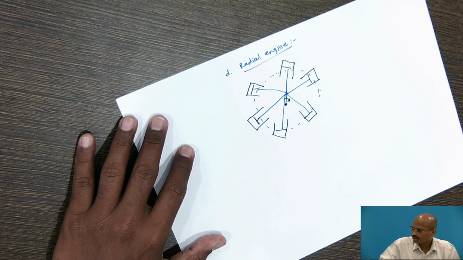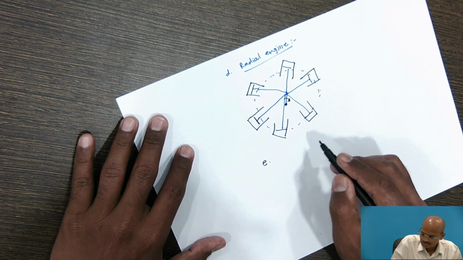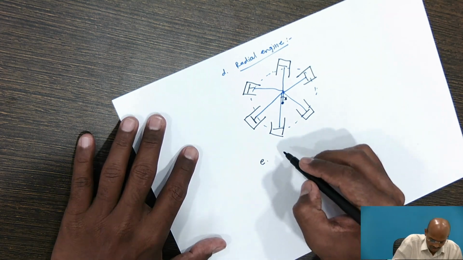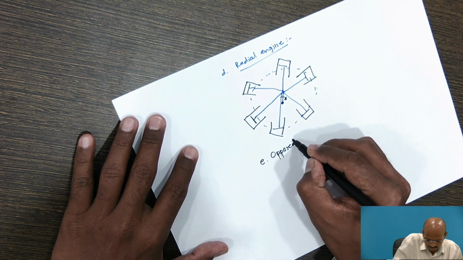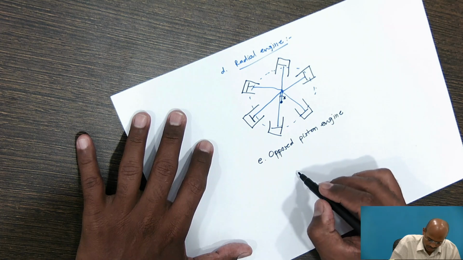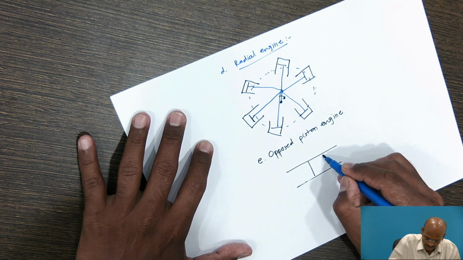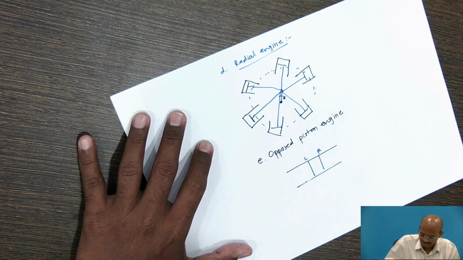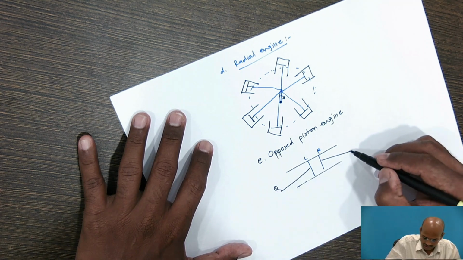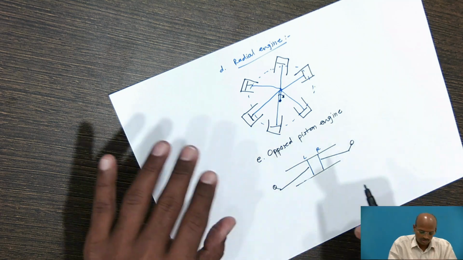Then the next type of engine is the opposed piston engine. Here the pistons are kept facing each other. This is the left hand side piston, this is the right hand side piston, and they will have their own connecting rods. This is the left hand side crank, this is the right hand side crank. As the pistons are opposite to each other, this is called an opposed piston engine.